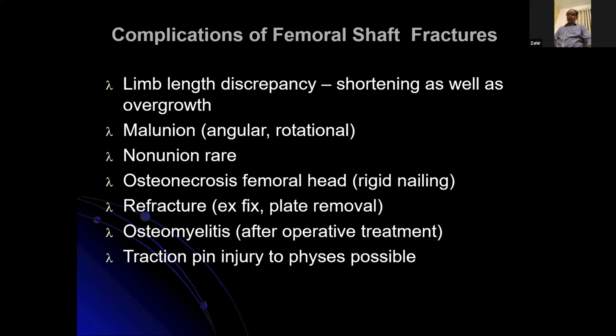Next, complications of femoral shaft fracture. Common complications: limb length discrepancy, shortening as well as overgrowth, malunion, angulation and rotation. Non-union is rare. Osteonecrosis of the femoral head occurs when you use a rigid nail. Refracture after external fixator and plate removal, osteomyelitis after operative treatment, and traction pin injury to the physis are possible.